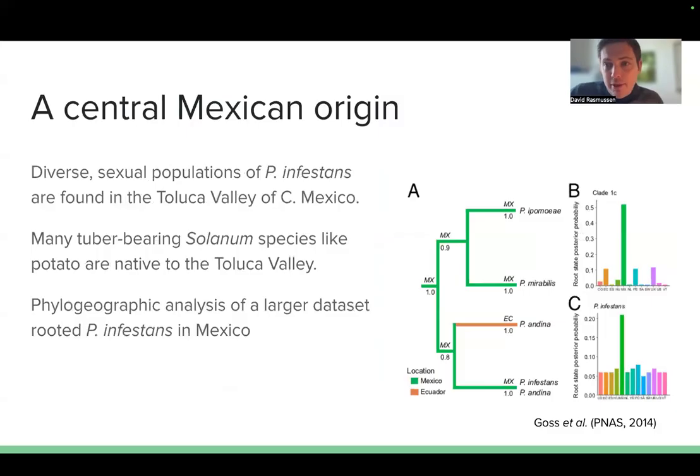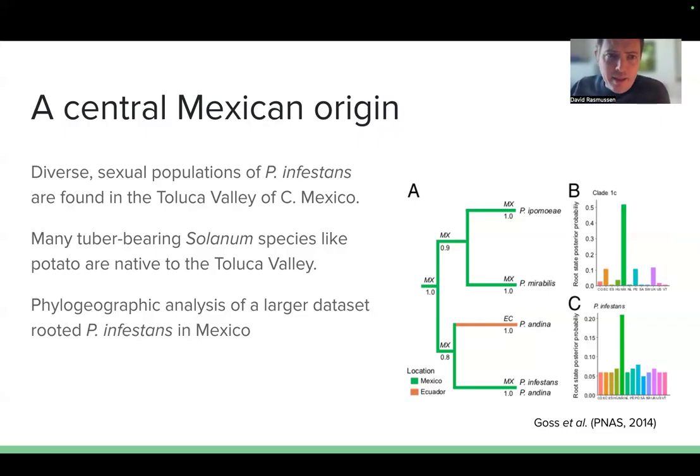But time went on and other people started collecting more and more genomes of P. infestans, including this group led by Erica Goss, who's now at the University of Florida, and Nick Grunwald at Oregon State. And they sampled many more genomes of P. infestans throughout Central America and Mexico. And then from reconstructing phylogenies of this new genomic data set, they ultimately came to the conclusion that P. infestans probably arose somewhere in central Mexico.